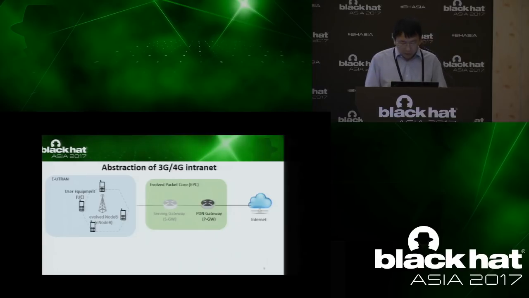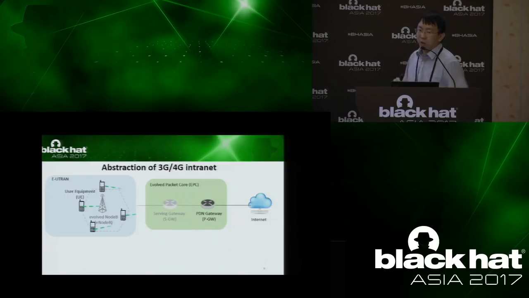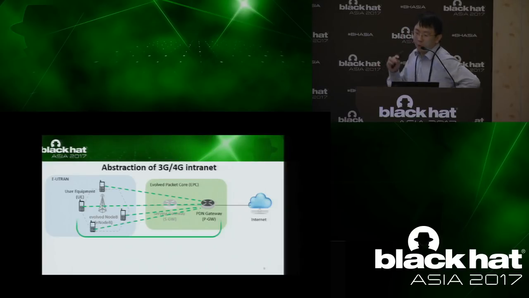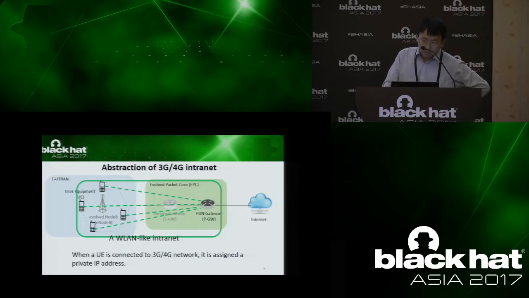Okay, so let's do a little abstraction. Let's hide the existence of the base station and the SGW. We can think of it this way: different mobile devices connect to the PGW. Once connected, a device will be assigned a private IP address. So in this sense, this connection is quite similar to a wireless local area network. This is basically the reason why we call 3G and 4G an intranet.